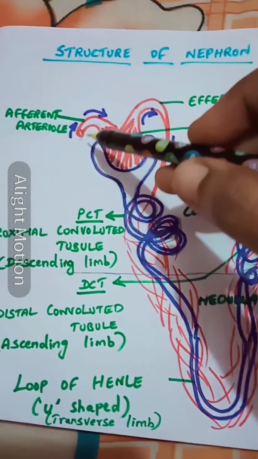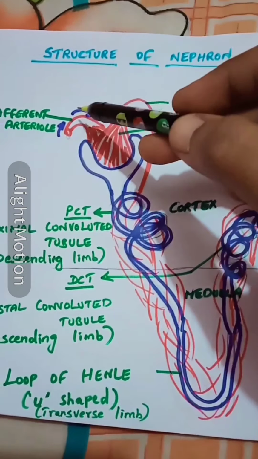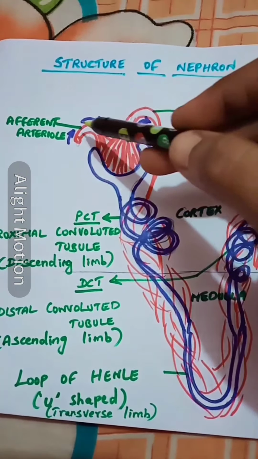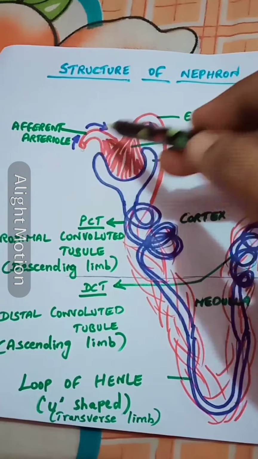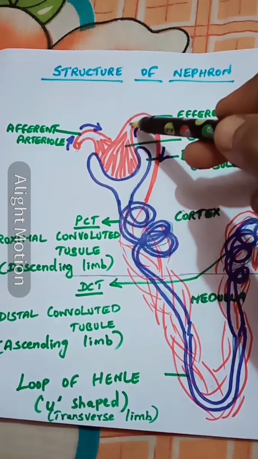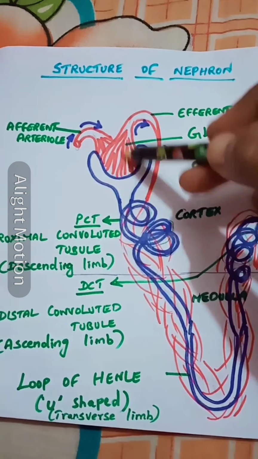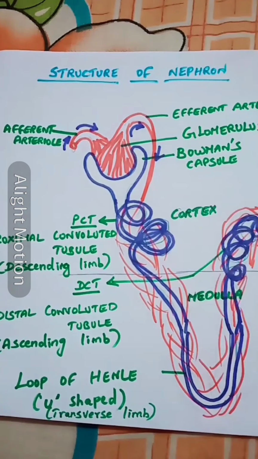Now coming back to the parts of the nephron. When we start, there are two types of arterioles, the afferent and efferent arterioles. The afferent arteriole takes the blood inside the capsule called Bowman's capsule. The efferent arteriole leaves the Bowman's capsule. So the one which is entering is the afferent, and the one which is leaving is the efferent arteriole.